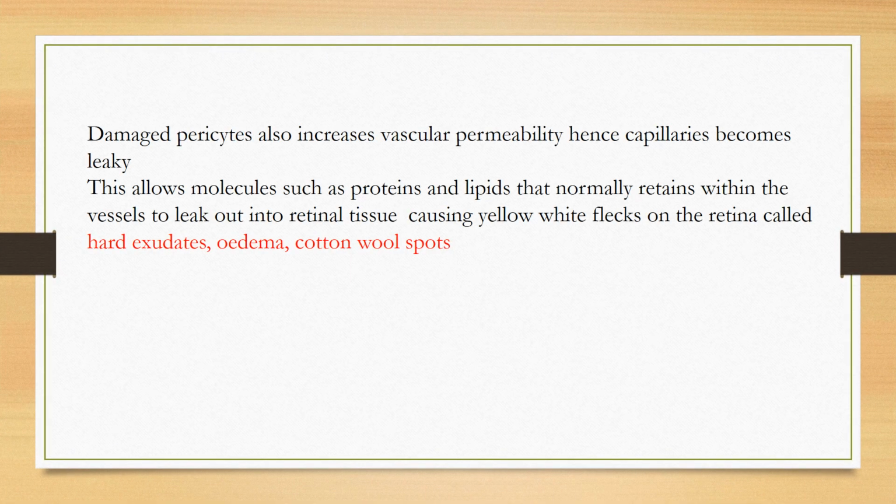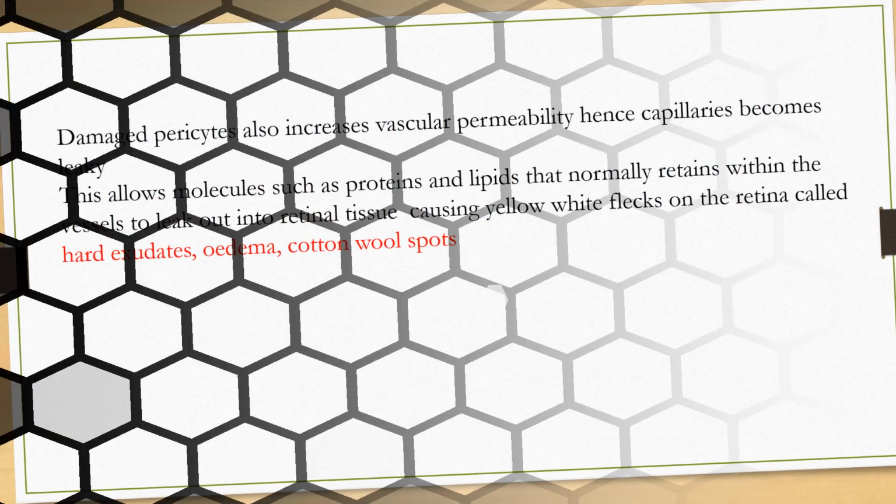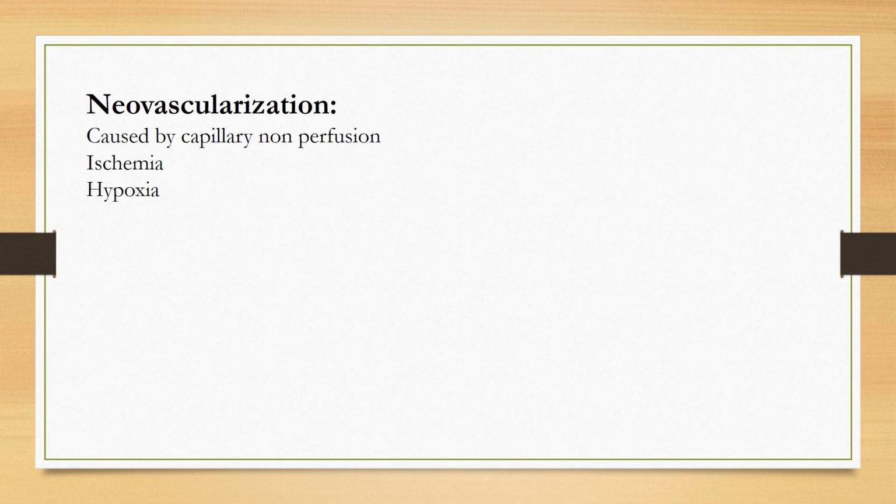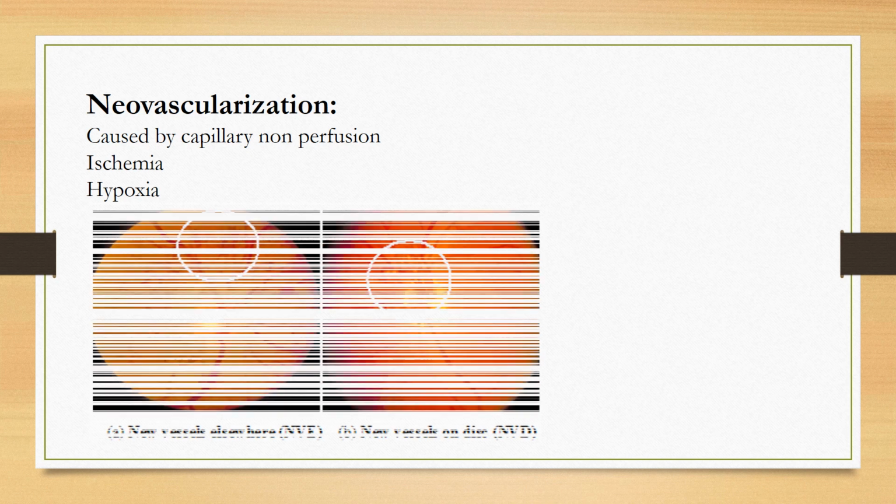Then comes how, once the pericyte is lost, the yellowish exudates are formed, and how the cotton wool spots are formed, and how the edemas are formed. These are the results of pericyte loss. Then comes the neovascularization. Neovascularization is the formation of new vessels. This is due to hypoxia.